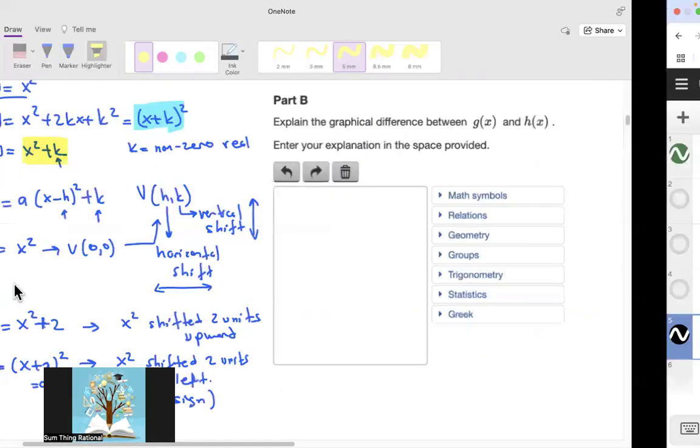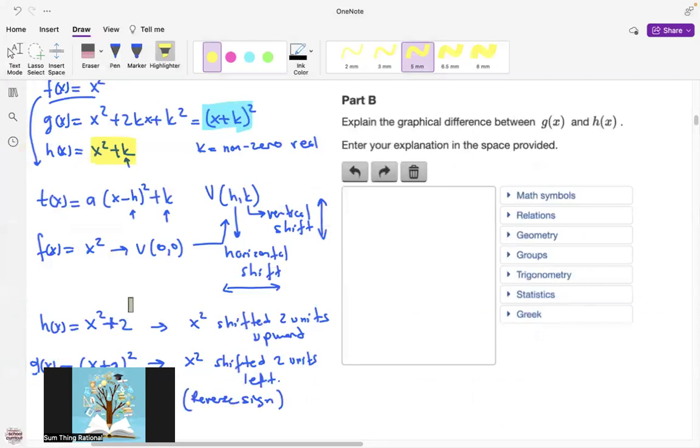Since they are different from each other, the h of x and g of x functions are different from each other. Whatever you get, you need to write. If you have time, you need to write it in the space provided. Okay, that's all. See you in the next video.